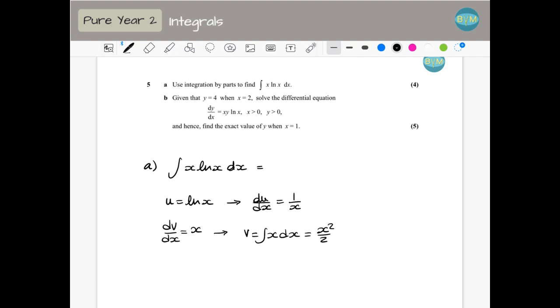Remember, when I integrate by parts, the first thing I have is uv. U is ln x, and v is x squared divided by 2. So I have x squared divided by 2 ln x, then minus integral of v, and v is x squared divided by 2 times du dx, so this one, 1 over x, and then multiply by dx, or just the x.